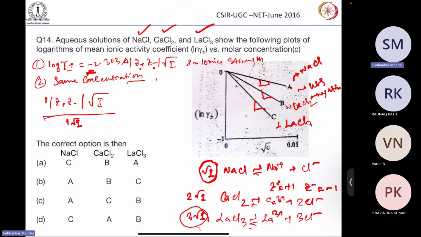So which option will it be? A is sodium chloride, means B and C possible, but B is calcium chloride, so B is the answer. Okay.